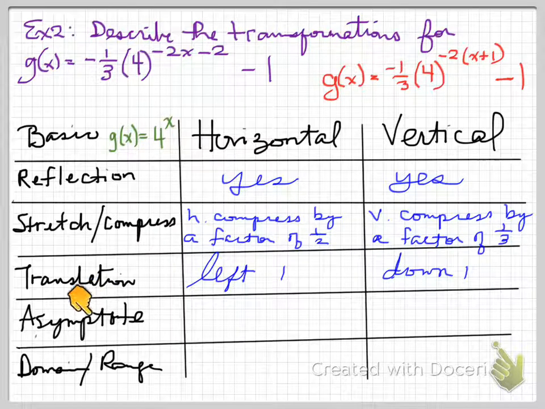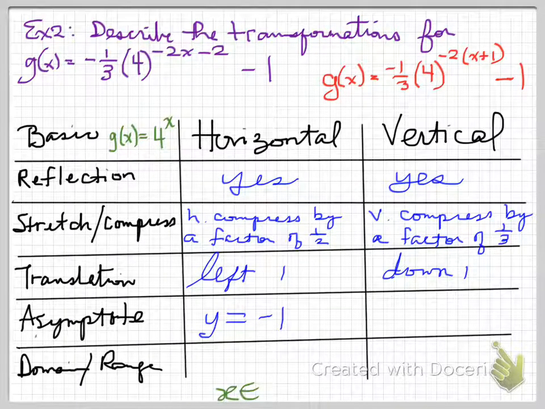Now the asymptote. What kind of asymptote is there? Is it a horizontal asymptote? Is it a vertical asymptote? And that is a horizontal asymptote. The horizontal asymptote is at y equals -1. Y equals -1 means that the asymptote had to have moved down, which it did by translating down. So there's a horizontal asymptote at y equals -1. Next, domain and range. Domain is the horizontal. Now all basic table, so the basic exponential function has x belongs to real.